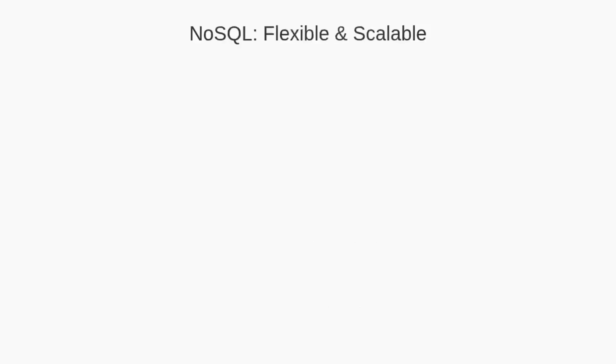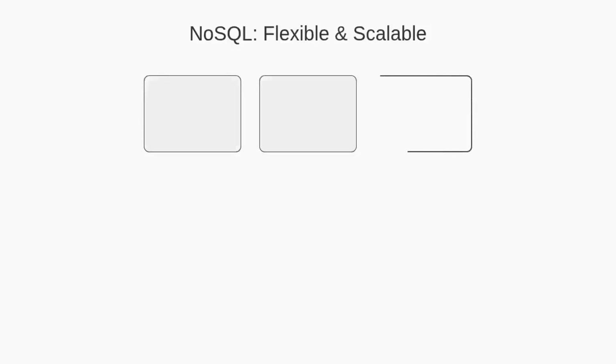Now, let's look at NoSQL. Unlike SQL, NoSQL databases are non-relational and offer a more dynamic schema. They come in various flavors, such as document stores like MongoDB, key value stores like Redis, and graph databases like Neo4j. The primary advantage here is flexibility. You can store data without a predefined structure, making it perfect for rapid development and evolving data models.